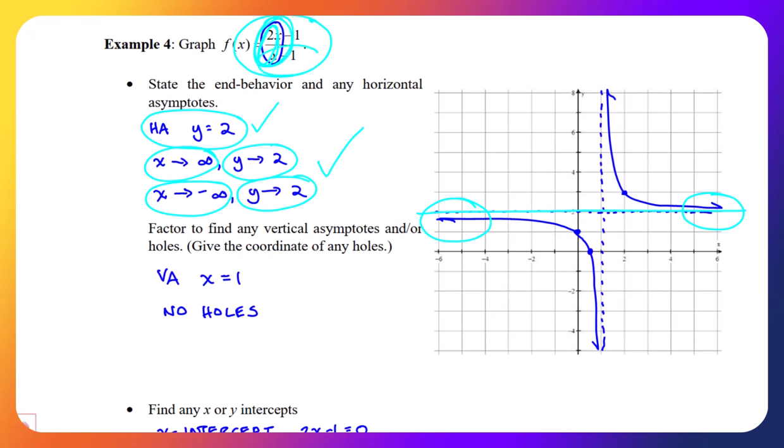Since nothing reduces out, we take the denominator and set it equal to 0, and that gives us the vertical asymptote, because the denominator cannot be 0. And since nothing reduced out, there isn't a hole.